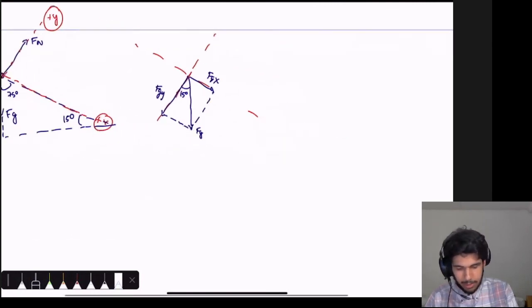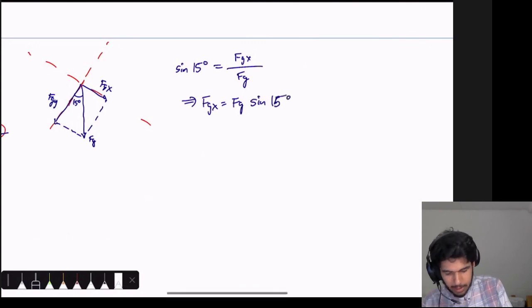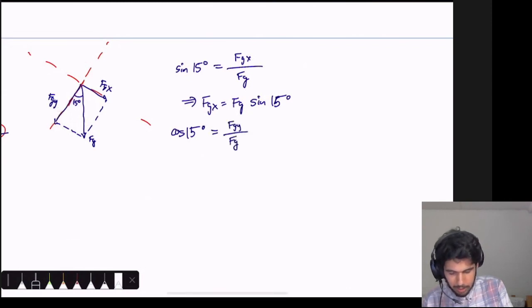Alright, so let's start by taking the sine of the angle. Sine of this, opposite is this side, which is the same as FGX. So FGX divided by hypotenuse, which is FG. This tells us that FGX equals FG sine of 15 degrees. Similarly, let's take a look at the cosine. Adjacent to this angle is FGY, so we will write that down. Divided by the hypotenuse, which is still FG, we get FGY equals FG cosine of 15 degrees.